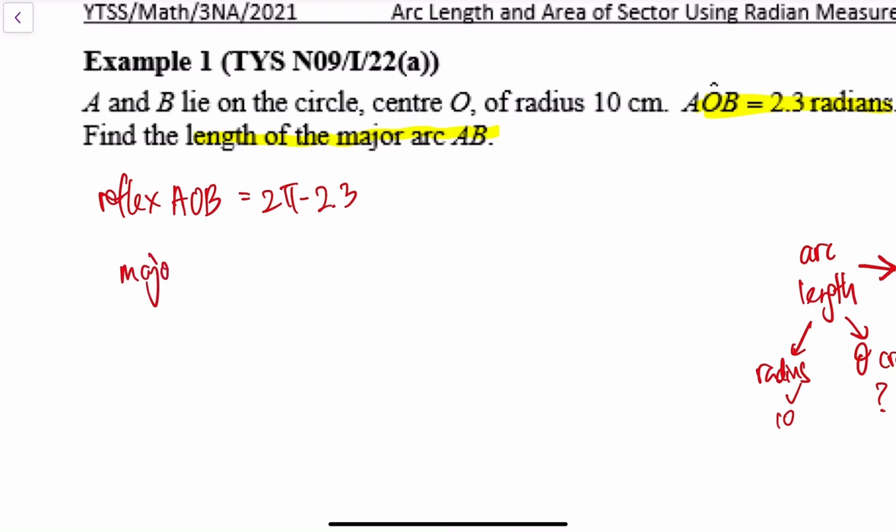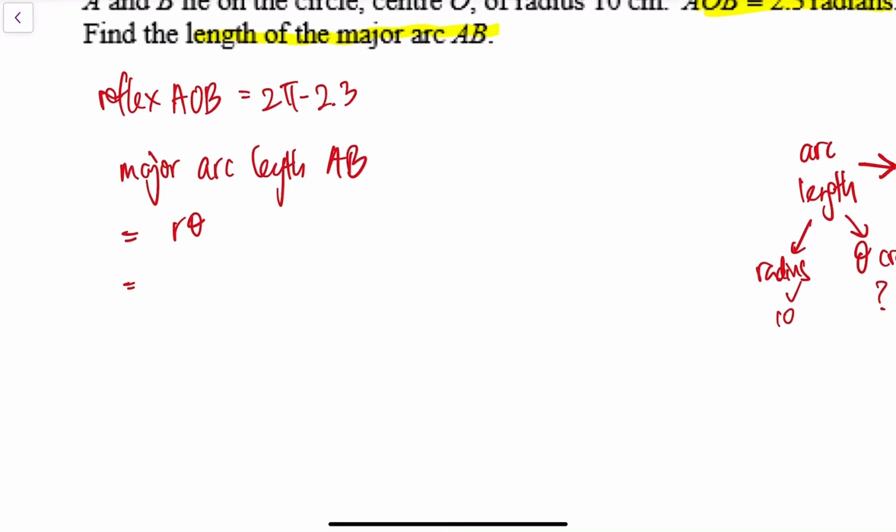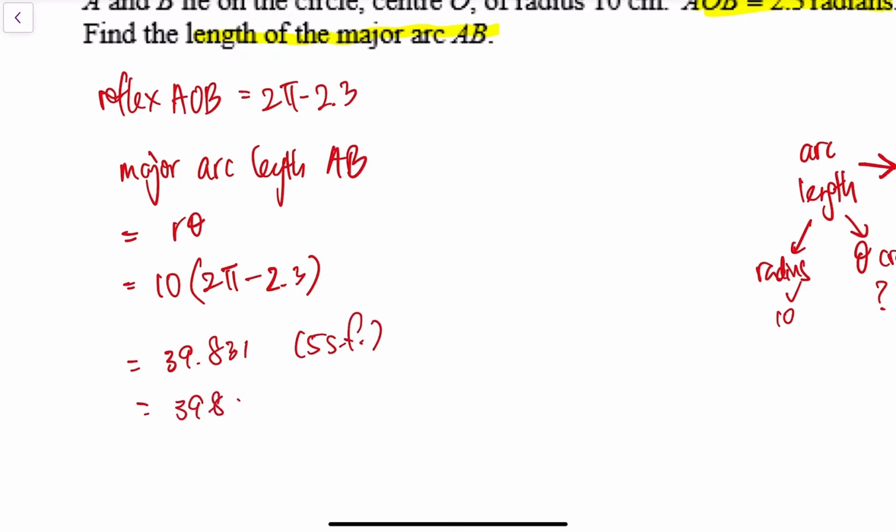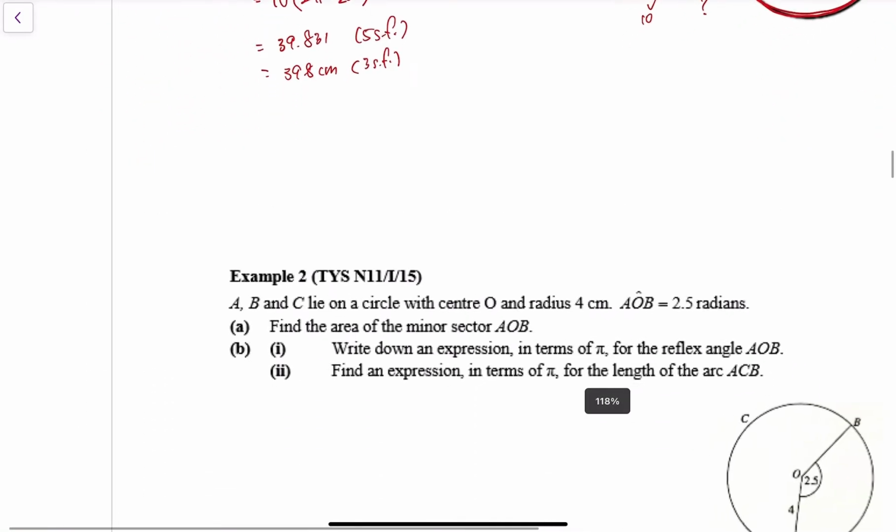And then the next step will be major arc length AB would then be equal to r theta. There's a formula that we have just now. You can pause the video and go back and see the previous part. So then the angle is 2 pi minus 2.3. You will get 39.8315 SF. And then you can round it off to 39.8 cm, 3 significant figures.